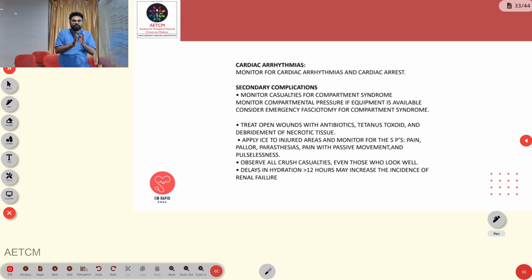We need to observe all crush injuries with caution, even though the patient looks well. Delays in hydration of more than 12 hours may increase the incidence of renal failure.